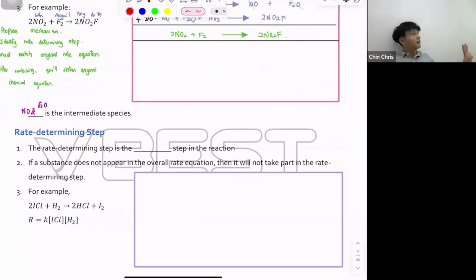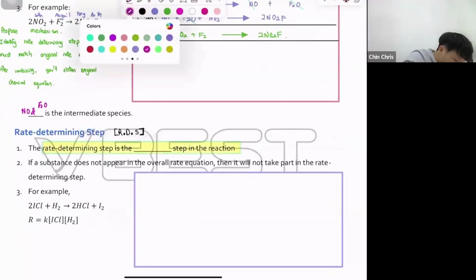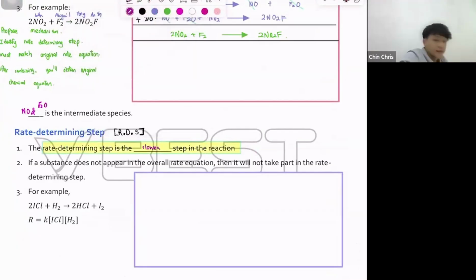All right, guys. Now it's quite easy. Let me introduce one more, which is the rate determining step. We always call it RDS, my short term. So what is the rate determining step? We call it the slower step. The slower step in the rate equation. So the rate determining step is the slower step.